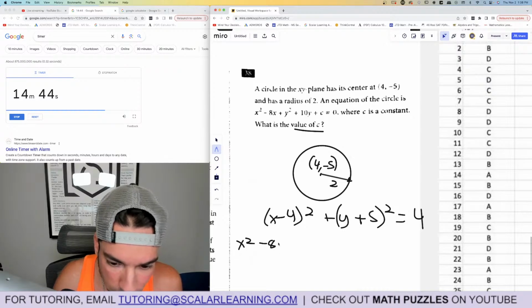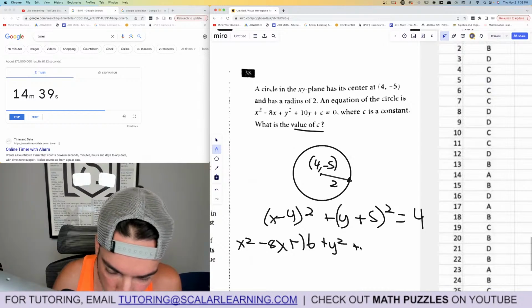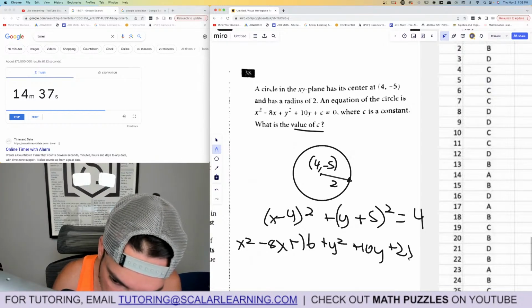X squared minus 8x plus 16. And then here we have plus y squared plus 10y plus 25 equals 4.